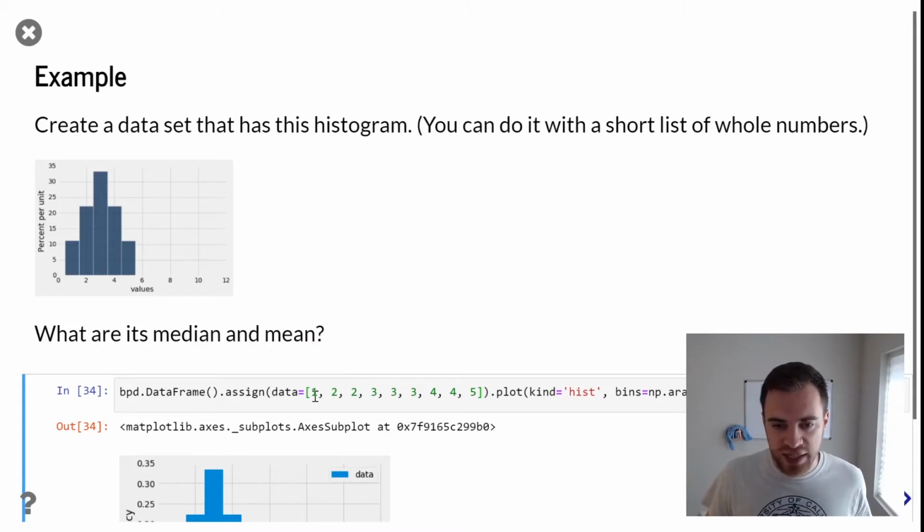Now, with this list of numbers, you can compute the median quite easily. It's going to be 3, because that's in the middle. And if I look here, that's the median. Half of the values lie to the left of this, half of the values lie to the right. So the median is here.